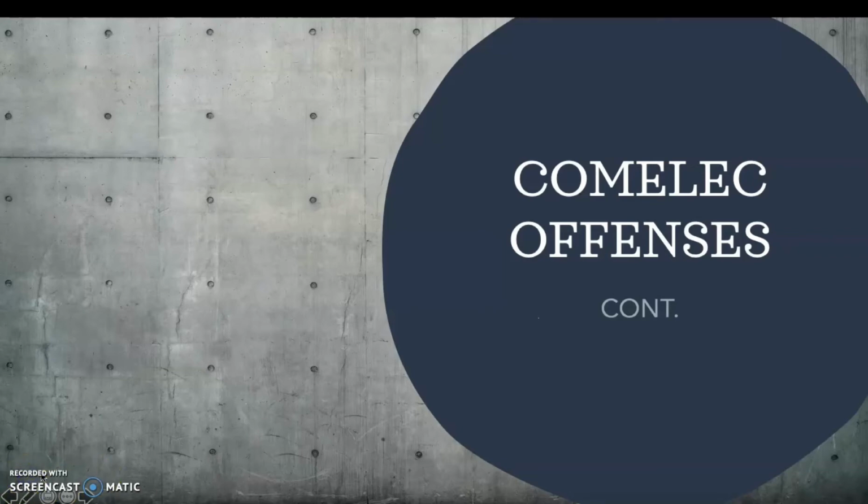We will now continue where we left off last time. Last time, we tackled number 1 on the list, vote buying and vote selling. And I mentioned that with respect to the elements of the offenses, you have to look out for who the offender is, what are the acts committed or omitted, and then, of course, you have to look for the purpose for the commission or the omission of the act.